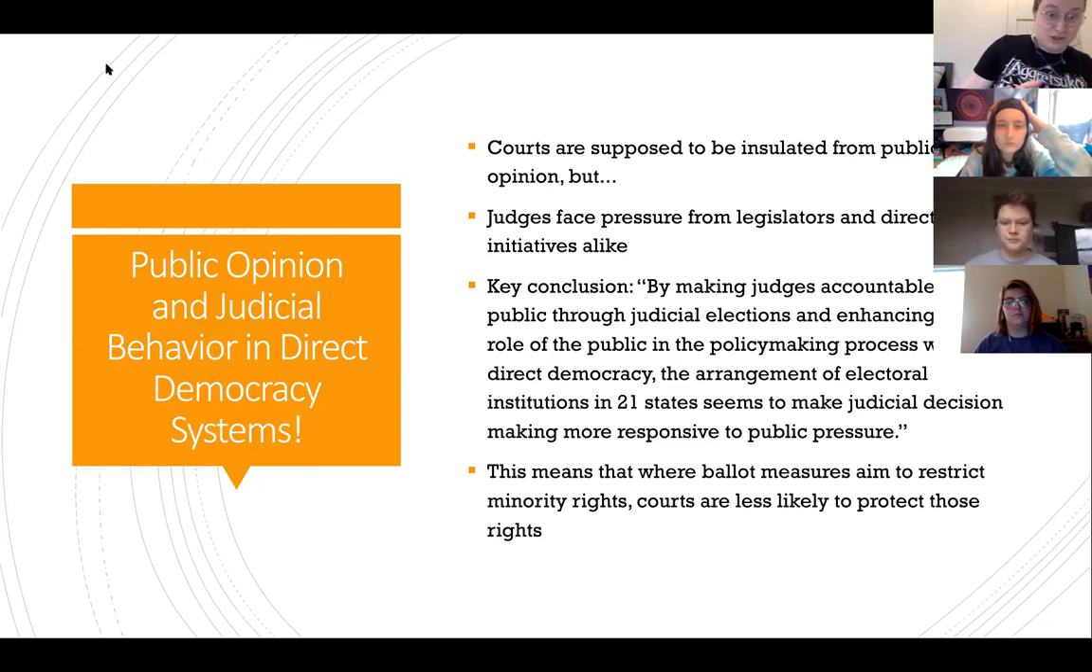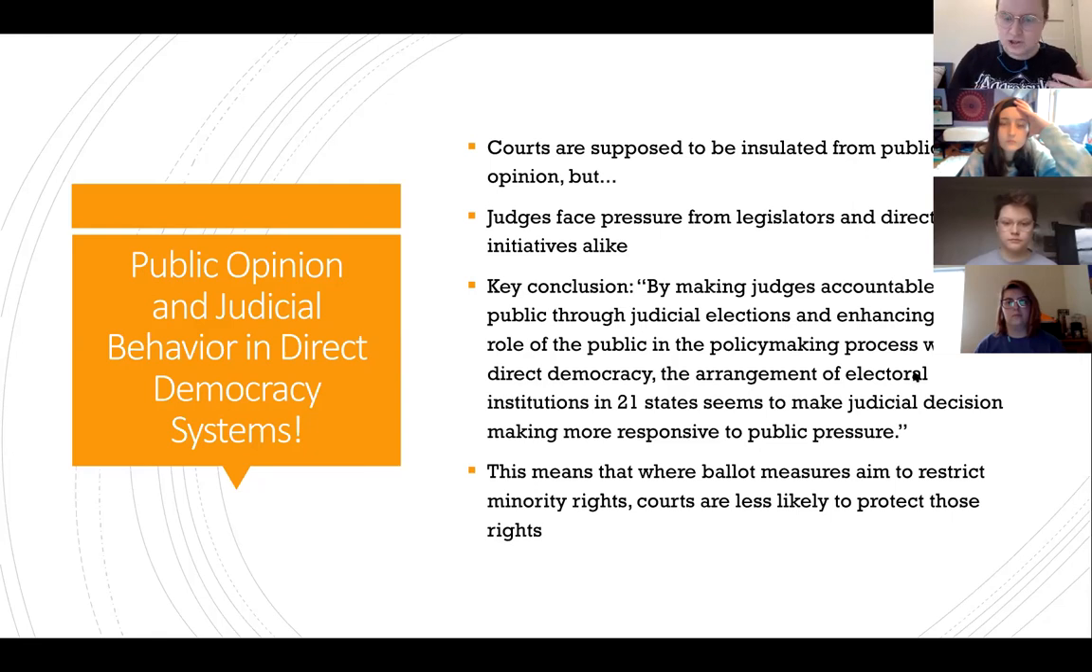So unfortunately, because of a lot of what we've talked about in this section and in previous classes too, direct democracy doesn't generally bode well for minority rights, including LGBT rights. So in states and municipalities where people can directly vote to restrict minority rights, if the judges in those areas are beholden to elections, it's very unlikely that they would block such a decision.